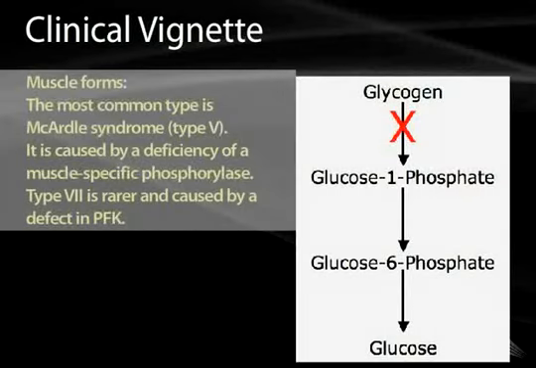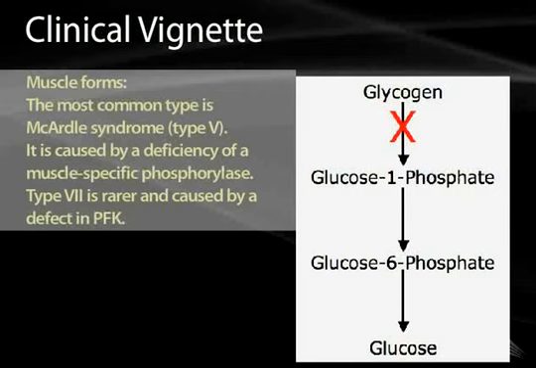Now, the muscle forms of the disease, the most common of this is McArdle syndrome, which is what we described in the clinical vignette. This is caused by a deficiency in a muscle-specific isoform of glycogen phosphorylase. So what that means is that in the muscles, we are unable to efficiently convert glycogen to glucose 1-phosphate. And so when individuals with McArdle syndrome exercise, they're unable to mobilize their glycogen stores efficiently, and so they have difficulty producing enough energy over long periods of exercise.